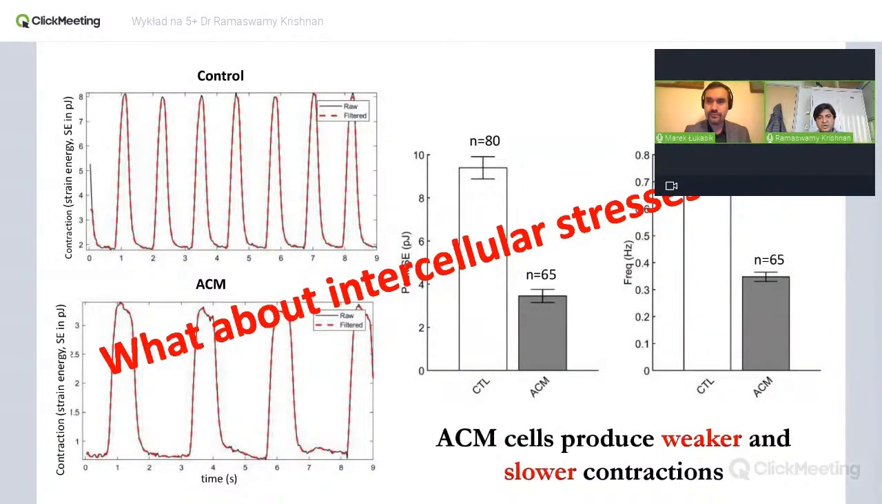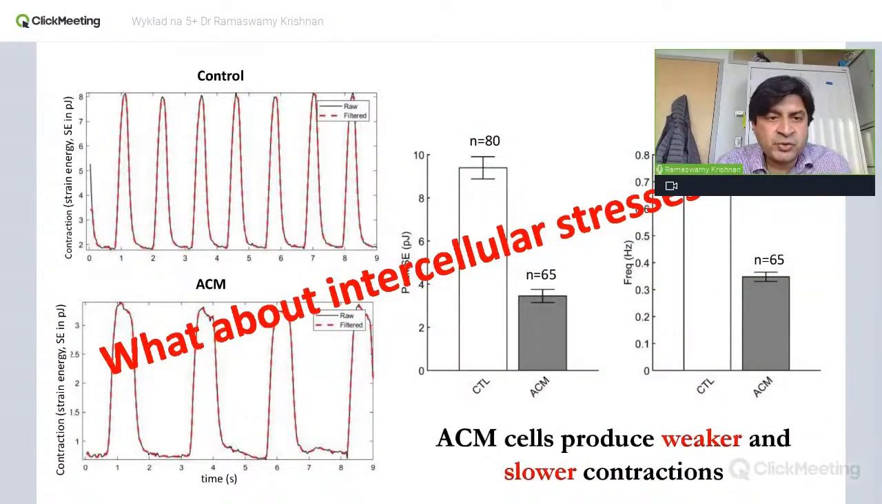What I wanted to say was we brought this method of contractile force screening to the disease setting of arrhythmogenic cardiomyopathy. To do that, we focused on stem cell-derived cardiomyocytes. We compared control cells with disease cells, and we directly measured the contractile force development.